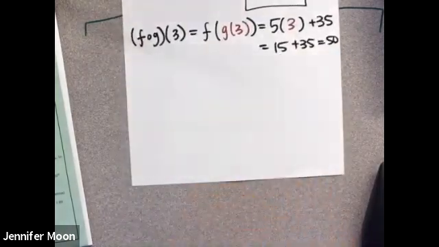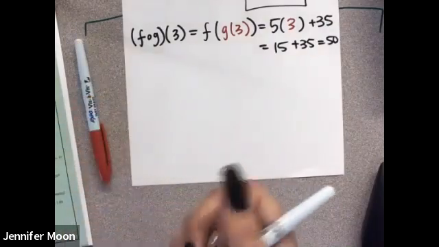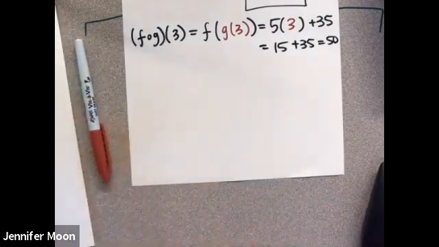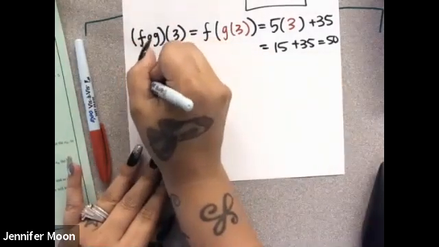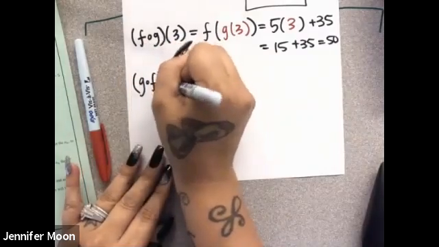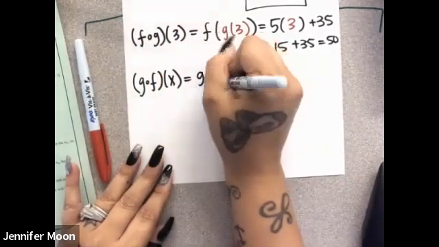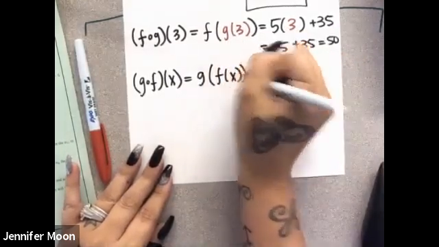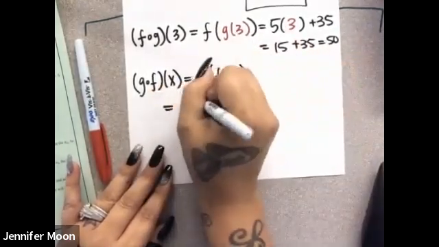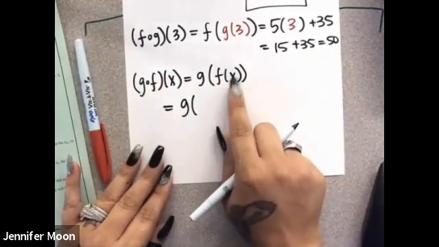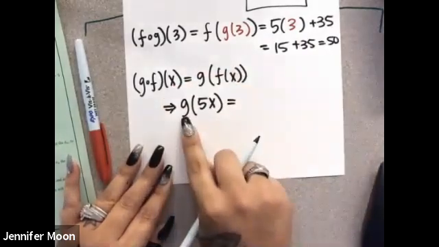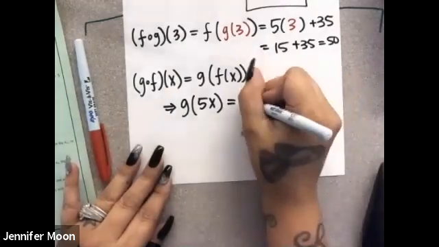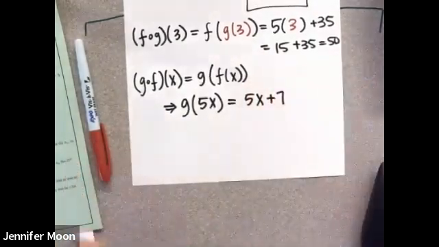Okay, so now let's do the g of f of x. I just want to make sure I cover everything, y'all. g of f of x is g of, plug in my f of x. My f of x is 5x. So now look at my g of x. My g of x is x plus 7, but now it's 5x plus 7.